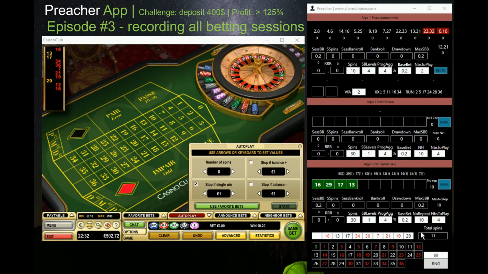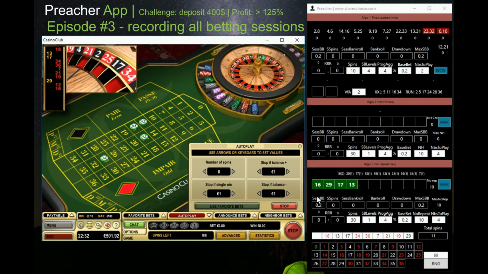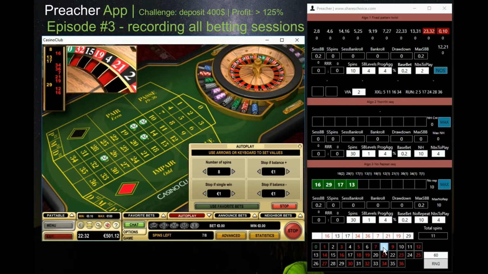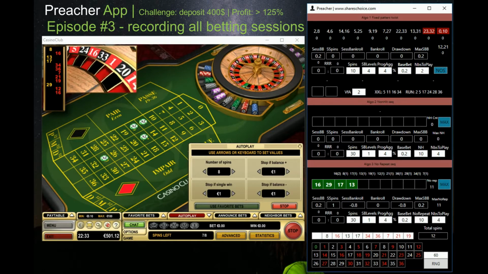So I just generated 11 numbers and I received a signal from algorithm number 3 that I should bet on these 4 numbers. So I will do that and let's see how this goes. Now we are betting on these 4 numbers and we expect one of these 4 numbers to repeat in the next spins, and we will win. Okay, it was quite fast.